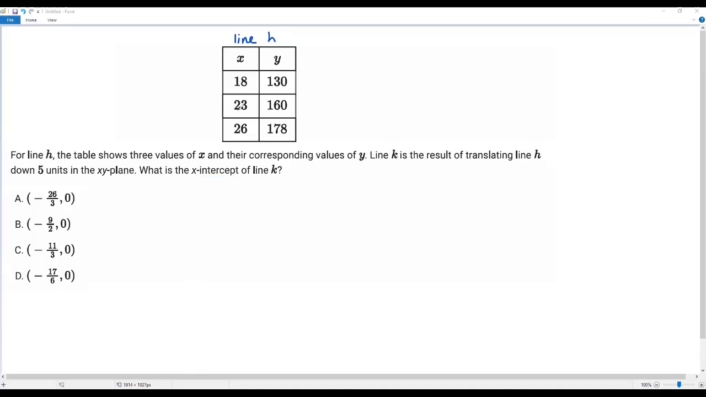Already we have a table of values of x and y for line H. If I want to find the equation of line K, I have to create the table of values of x and y for line K. So how can I create it? The information clearly says line K is a result of translating line H down by 5 units. So here we have the table of values of x and y for line H.